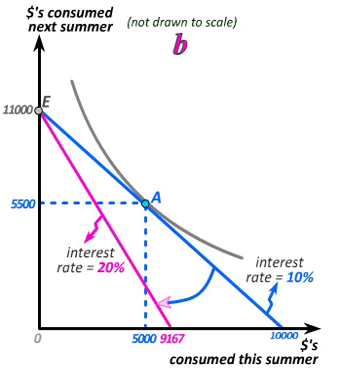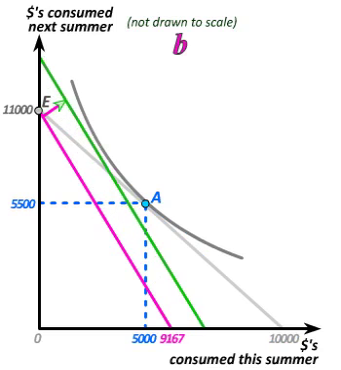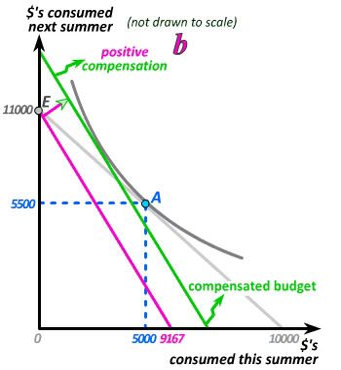In order for us to identify the substitution effect in panel B, we'll do what we always do. We'll take the final magenta budget constraint and shift it in a parallel way until it becomes tangent to the original indifference curve. In our case, this implies positive compensation. We have to shift the magenta budget constraint outward in order to reach the original indifference curve.